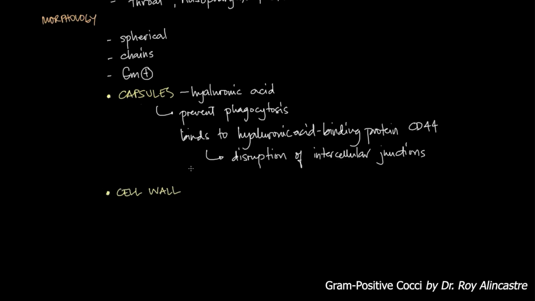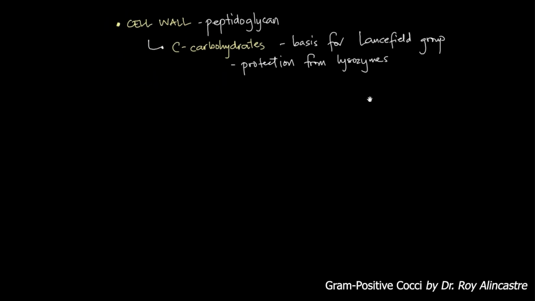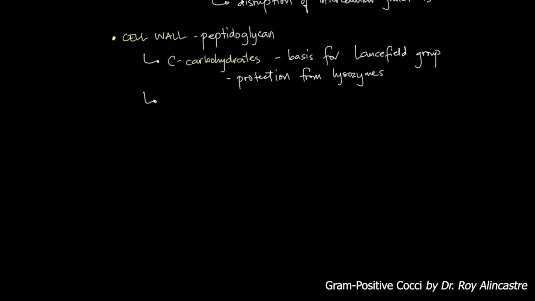The cell wall is built on a peptidoglycan matrix that provides rigidity, no? Just like in other gram-positive bacteria. Within this matrix lies the group-specific carbohydrates. So the C carbohydrates, the specialized polysaccharides found on the surface of the cell wall, are the basis for the Lancefield group. Their apparent contribution to pathogenesis is to protect the strep from being dissolved by lysozyme defense of the host.